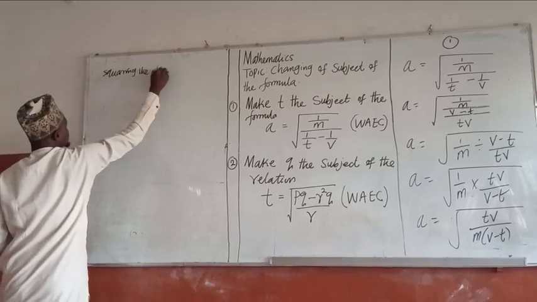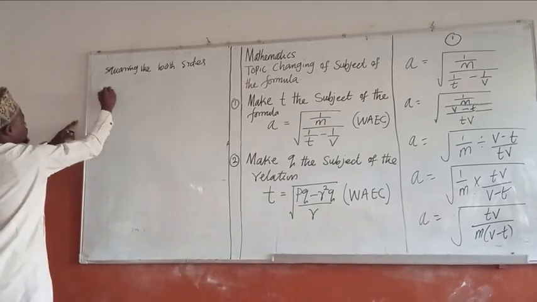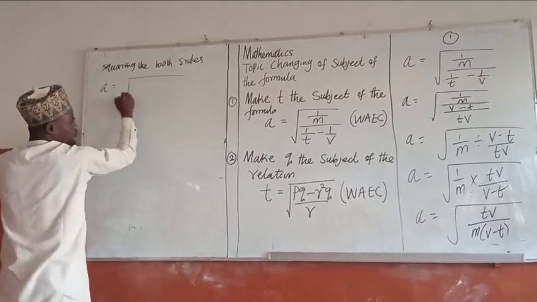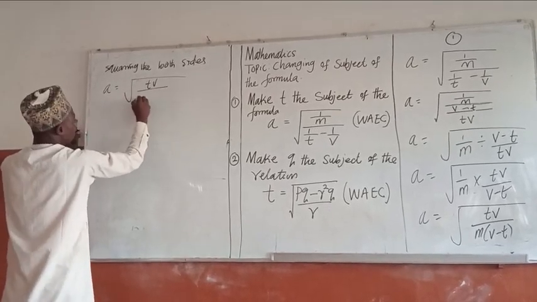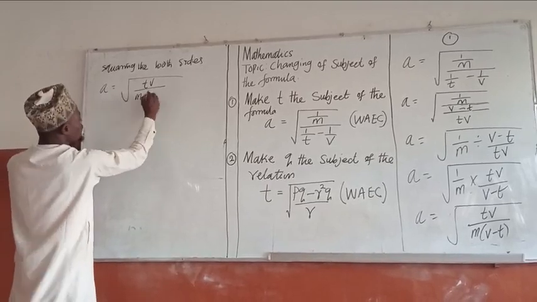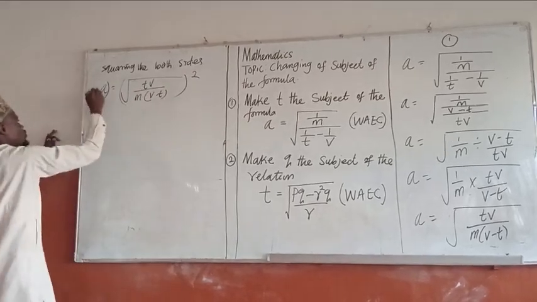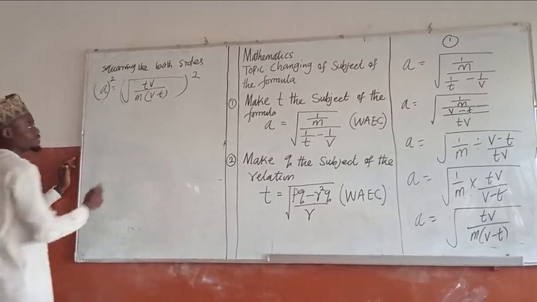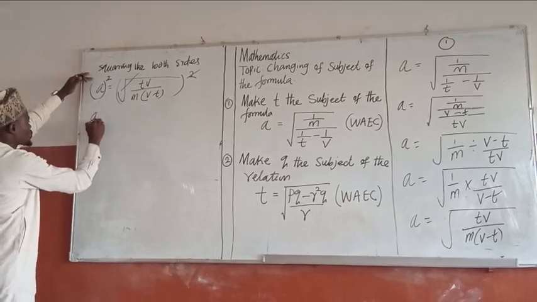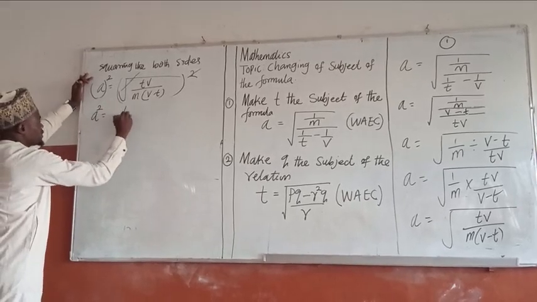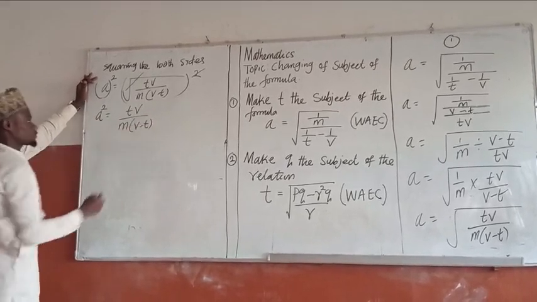What we have is a is equal to the square root of tv all over m, open bracket v minus t. Then you square both sides, the right-hand side and also the left-hand side. The square will cancel the square root. Now here we have a squared is equal to tv all over m, open bracket v minus t.